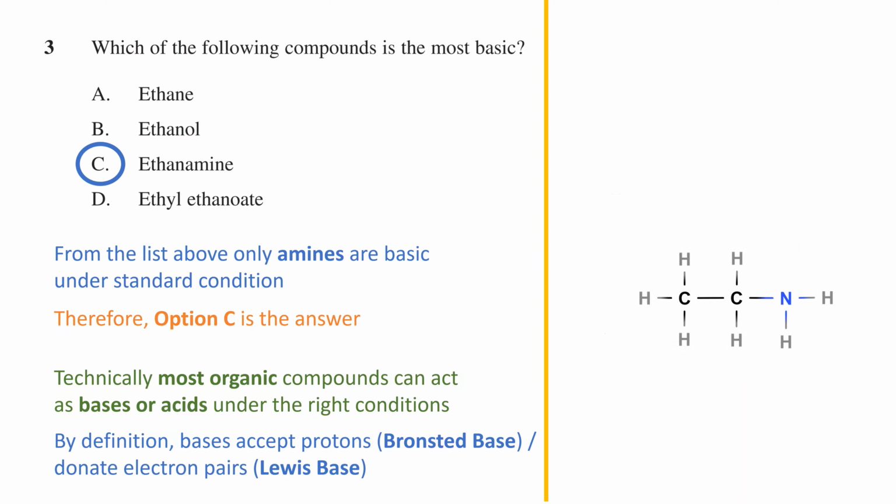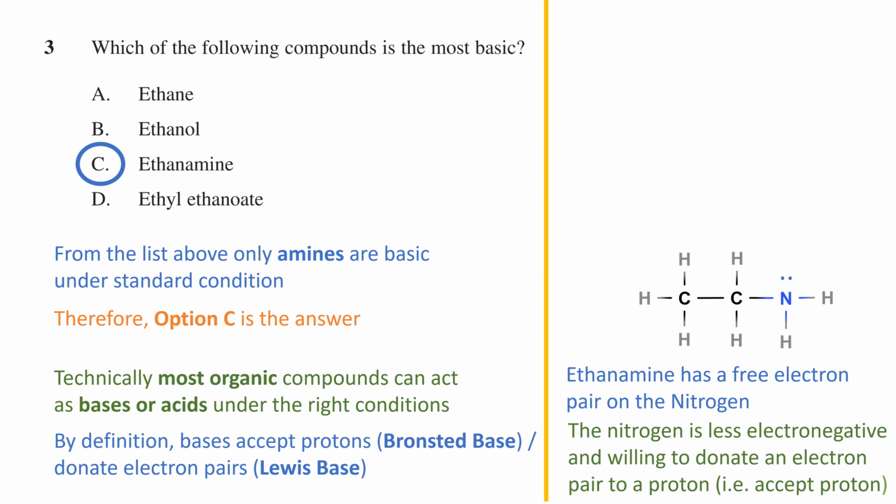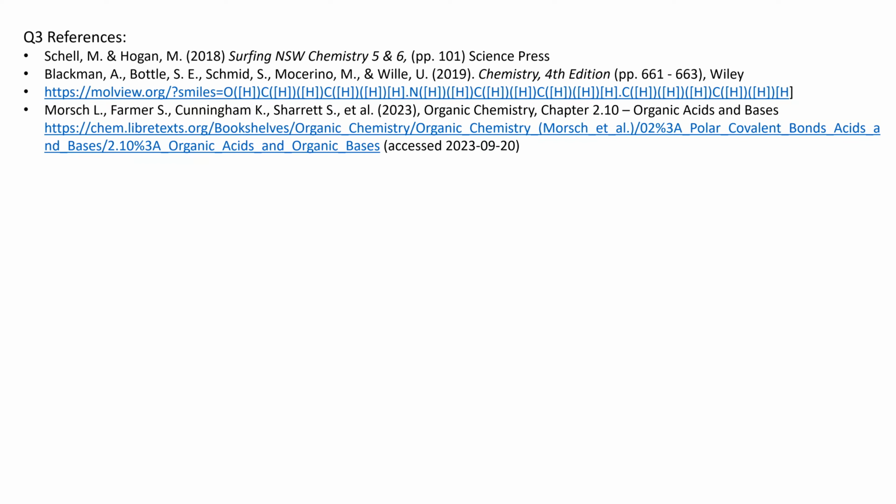Lastly, the ethylamine has a nitrogen atom in its structure, which contains a free electron pair. The nitrogen is less electronegative than oxygen, and is therefore more willing to donate an electron pair to a proton, therefore meeting the definition of a base, both the Lewis and Bronsted definitions. These are the references used for question 3, mostly around verifying the properties of organic compounds and drawing out the structure of molecules.